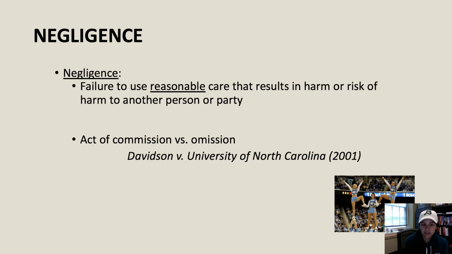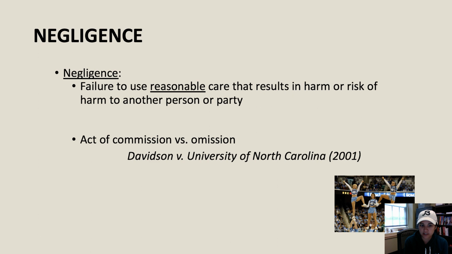Okay, you can see here, and I think your textbook does a nice job of explaining this. Negligence can be either an act of commission or an act of omission, meaning negligence can occur because of someone's chosen actions, but it can also occur because someone has failed to act, period. I'll give you an example of how negligence can be an act of omission.